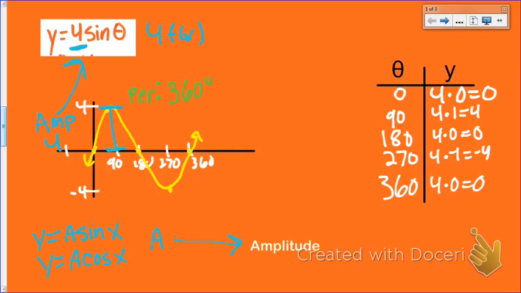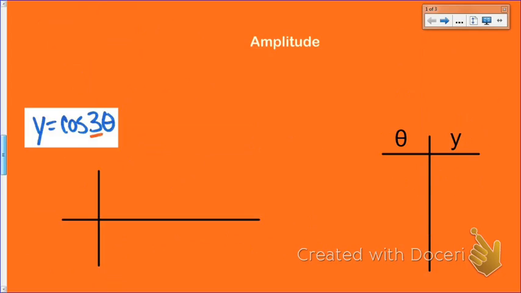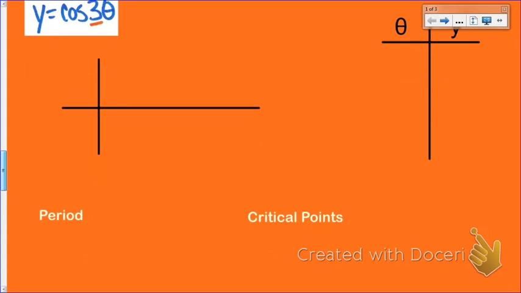All right, so now we're going to look at what happens if I change the period. So we're going to move on to a new example. We're going to graph the function y equals the cosine of 3 theta, and we'll see what that does to our graph. Again, we're going to start off just by plugging in some basic points. I'm still going to stay in degrees for this one, and I'm going to use 0, 90, 180, 270, and 360.